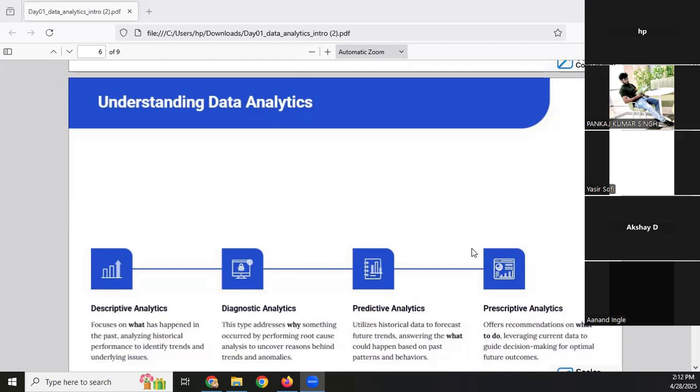Whereas prescriptive analysis offers recommendations on what to do, leveraging current data to guide decision making for optimal future outcomes. So prescriptive means, let's take a doctor. What does a doctor do? You go to the doctor, and the doctor looks at what problem you have, and then he gives you a prescription of tablets, that just take these tablets and you will be cured. So he gives you a prescriptive analysis of what is going on right now with you.